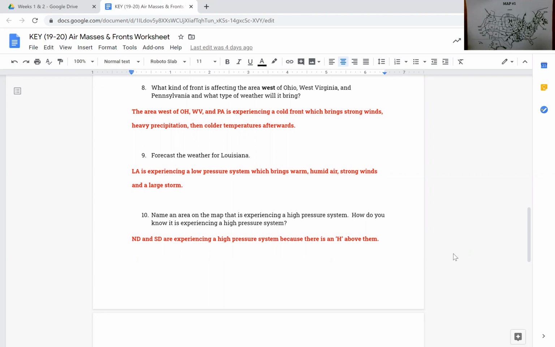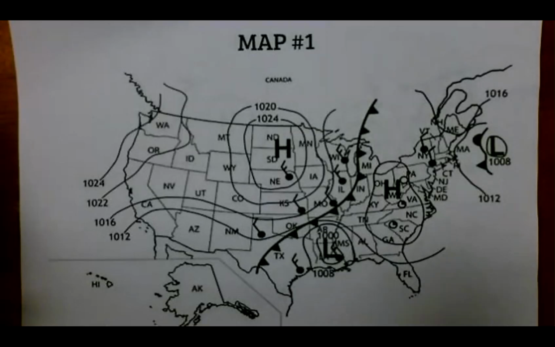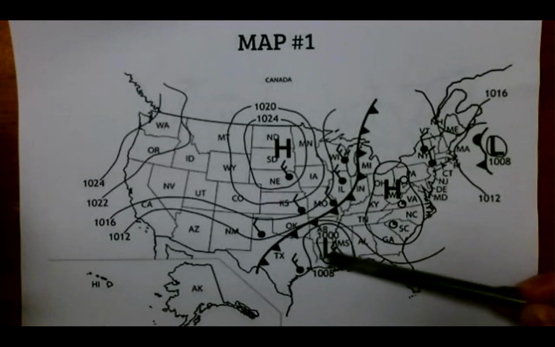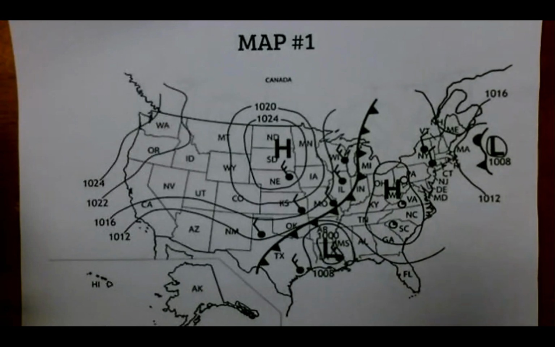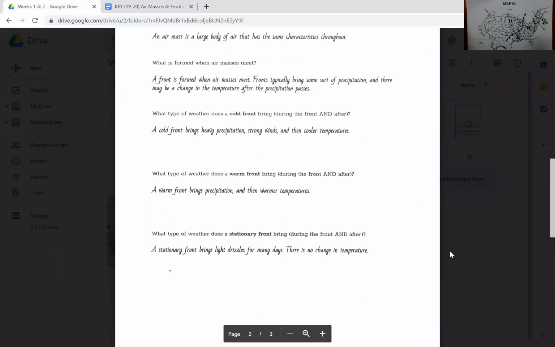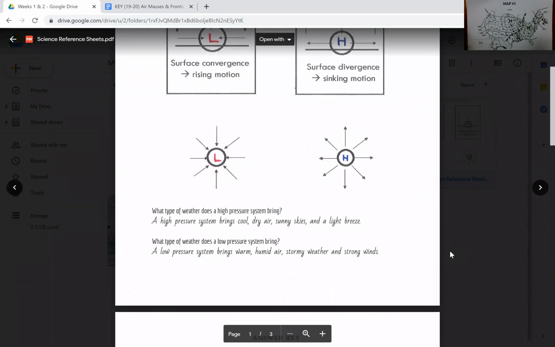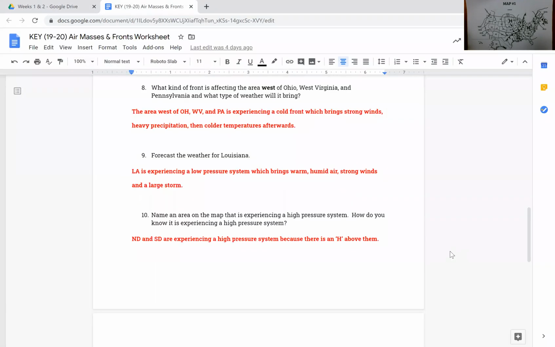The next one we have is Louisiana. Forecast the temperature for Louisiana. Louisiana is actually covered up a little bit with a big L. So again, if we see an L there, we would know to check our reference sheet. And an L represents low pressure. Low pressure brings warm, humid air, stormy weather, strong winds. And we go back to the answer key. Oh, look at that. Louisiana is experiencing a low pressure system which brings warm, humid air, strong winds, and a large storm.